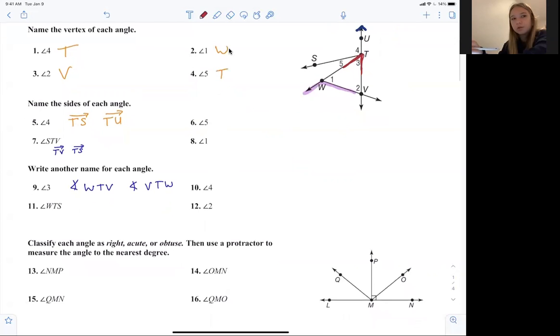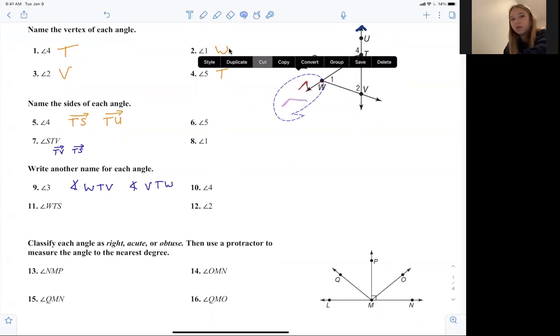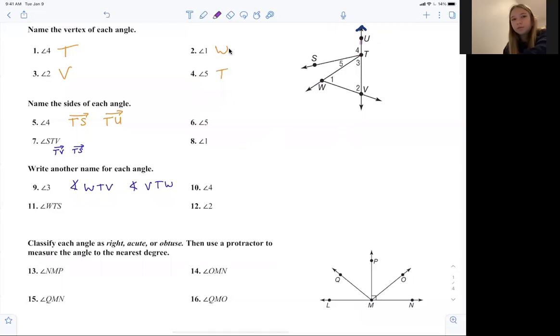Let's do angle 2. TVW. Perfect. What else could you call it? Could you say UVW? Could angle 2 be UVW? No. Why not? The ray goes on forever, correct? UVW. Is that okay? No big deal. You can call it TVW, right? I hope you guys are all clear on that.